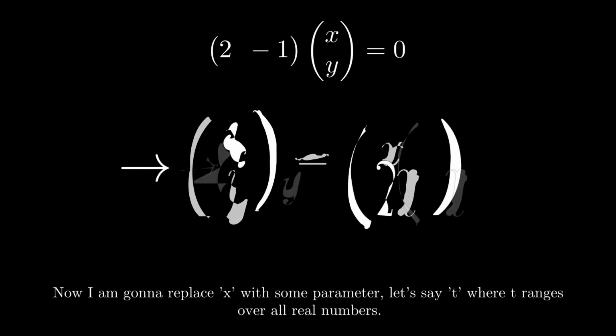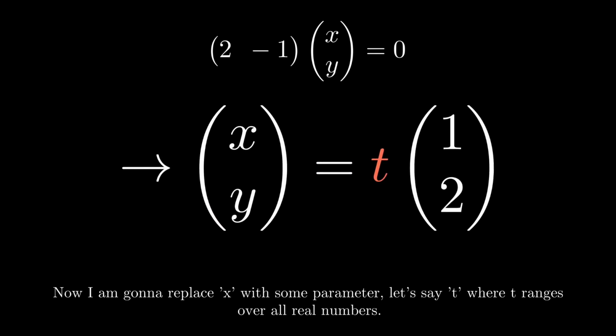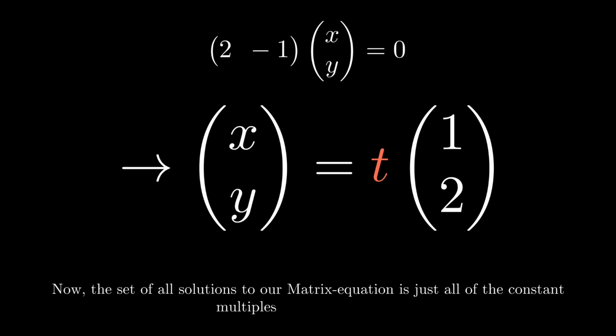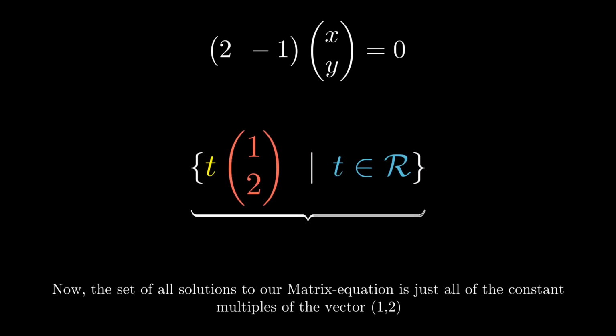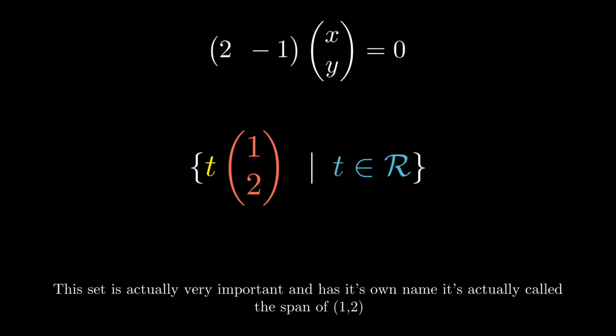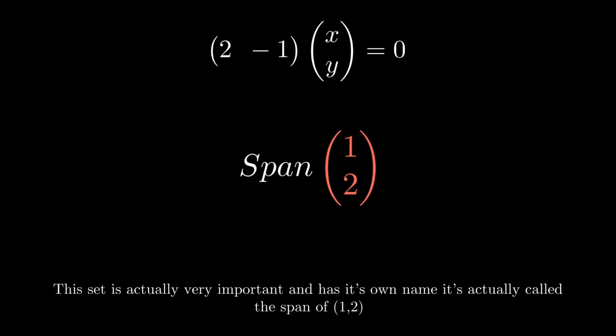Now, I am gonna replace x with some parameter, let's say t, where t ranges over all real numbers. Now, the set of all solutions to our matrix equation is just all of the constant multiples of the vector 1, 2. This set is actually very important and has its own special name. It's called the span of 1, 2.